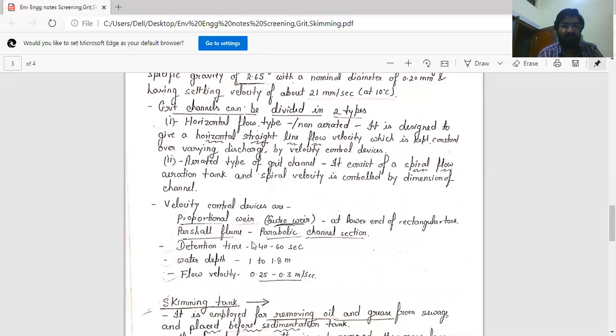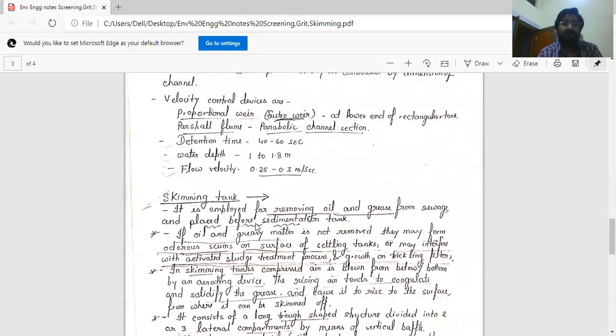Second, parshall flume. This is a parabolic channel section. Detention time of grit chamber is 40 to 60 seconds, the time water rests in grit chamber. Water depth is 1 to 1.8 meter, or depth of grit chamber is 1 to 1.8 meter. Flow velocity in grit chamber is 0.25 to 0.3 meter per second.